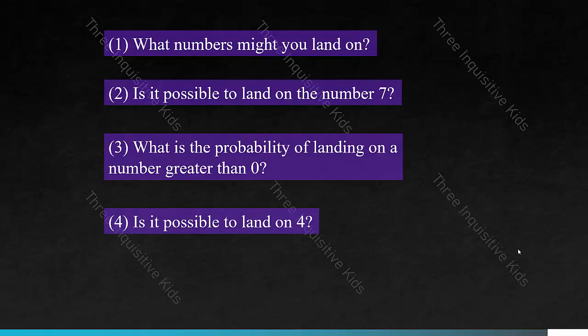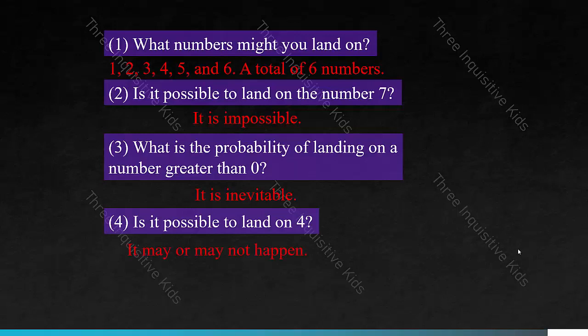So the numbers you might land on are 1, 2, 3, 4, 5, and 6, a total of 6 numbers, because those are all the numbers engraved on each side of the die. But then, is it possible to land on 7? Well, that's impossible, because the numbers only range from 1 to 6. What is the probability of landing on a number greater than 0? That is inevitable. All these numbers from 1 to 6 are greater than 0. And it may or may not happen to land on 4, because 4 is just one number out of 6 numbers.